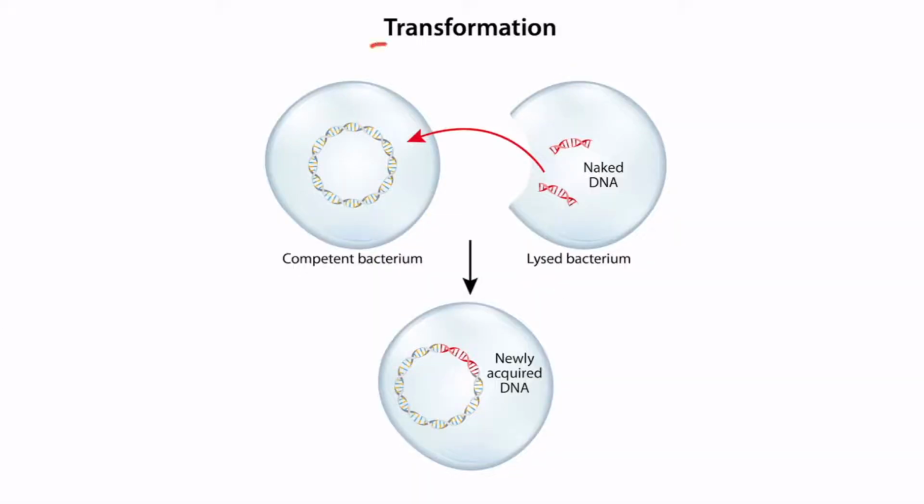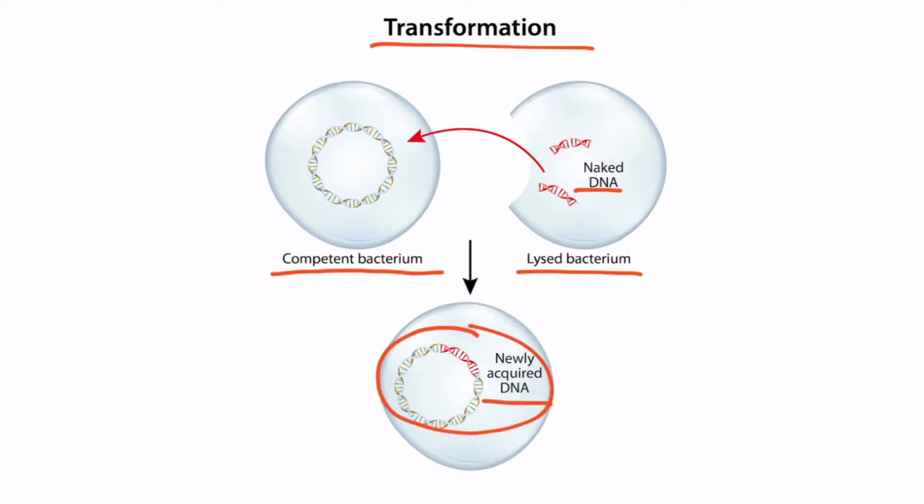This image depicts transformation. On the right, we show a lysed bacterium, which leads to that naked DNA. It's just floating around there. Then, on the left, we see a competent bacterium, which can then receive this DNA. The DNA then joins up with this chromosome, and now we have a new chromosome. And again, these new genes might be beneficial to the new cell, which can increase its virulence.